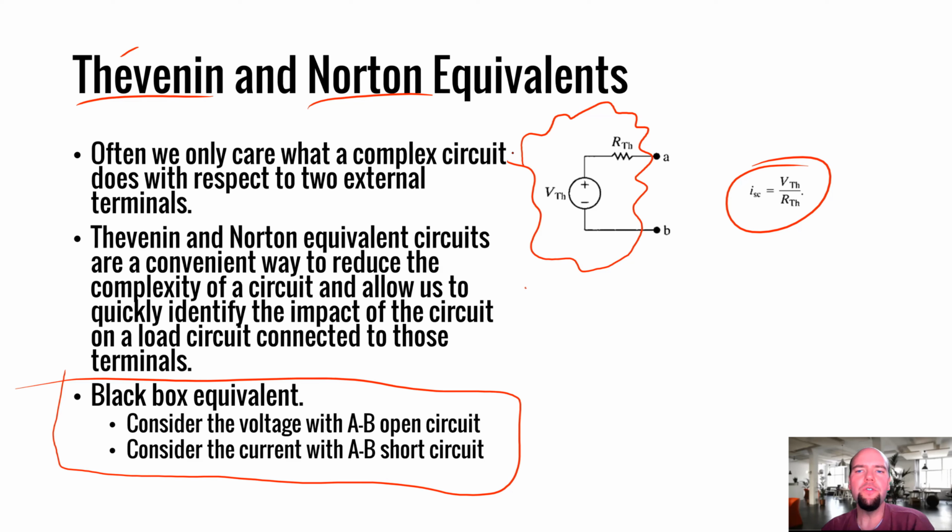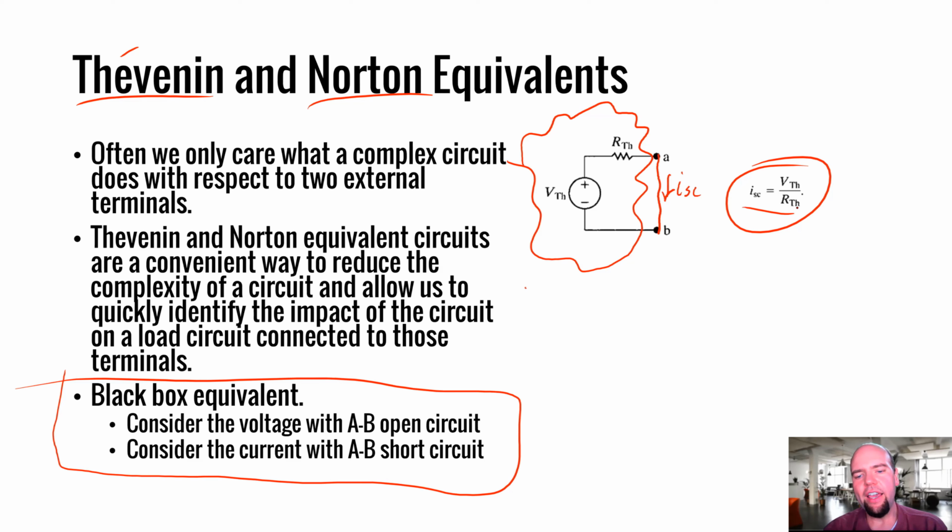If we were to assume that this is the structure inside of our black box, and we shorted these terminals, we connected a wire between these terminals, we could say, what is this current flow? So if you short these terminals AB and you measure the current, that's called the short circuit current. And it's fairly obvious from this circuit that the short circuit current is going to be the Thevenin equivalent voltage divided by the resistance. That's just simple Ohm's law.